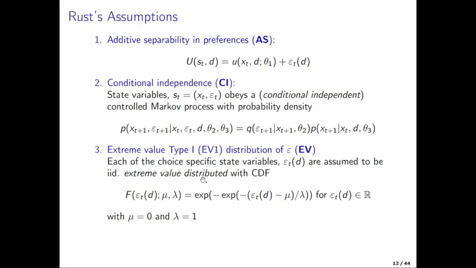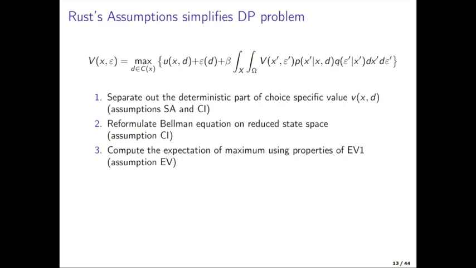What is this buying us? Well, it's giving us logit choice probabilities. It's giving us a closed form for the expected value of the max. So you'll see. Okay, so let's see how that simplifies the problem.